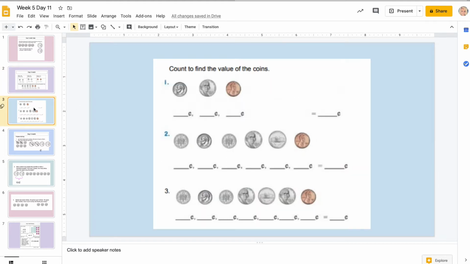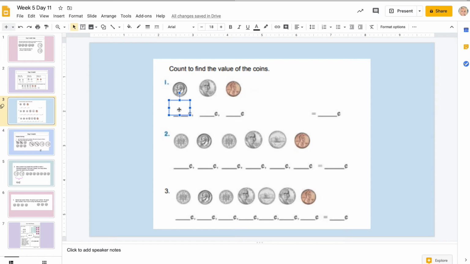All right, and then we are going to move on. We need to find the value of the coins. So we're going to skip count, put the value as we count here, and then the final total over here. I'm going to work through number 1 and 2. I want you to try number 3 on your own.